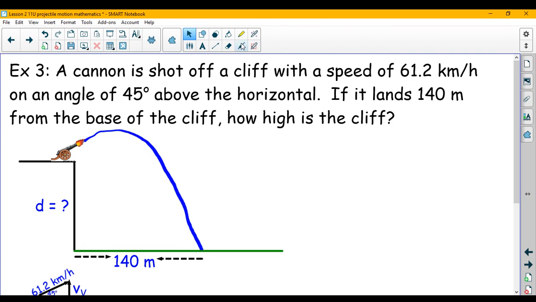First thing we need to think about is the fact that we're dealing with kilometers per hour, but this is in meters. We also know acceleration due to gravity is meters per second squared. I don't want to mess with those. Instead, I'm going to change this. This is the easiest one to change. So I'm going to change 61.2 kilometers per hour into meters per second.